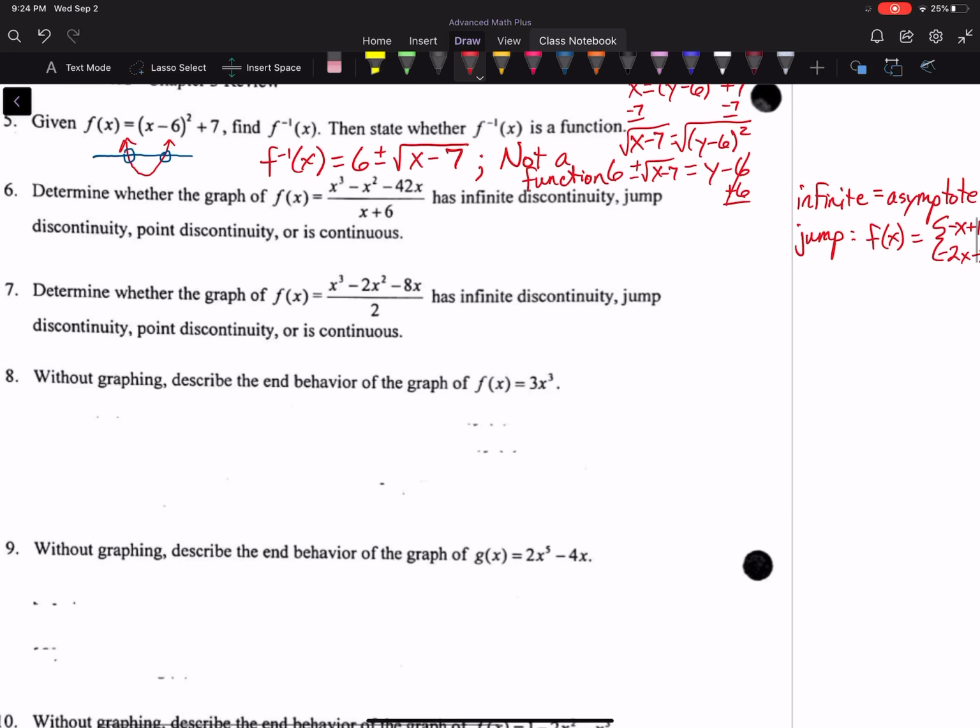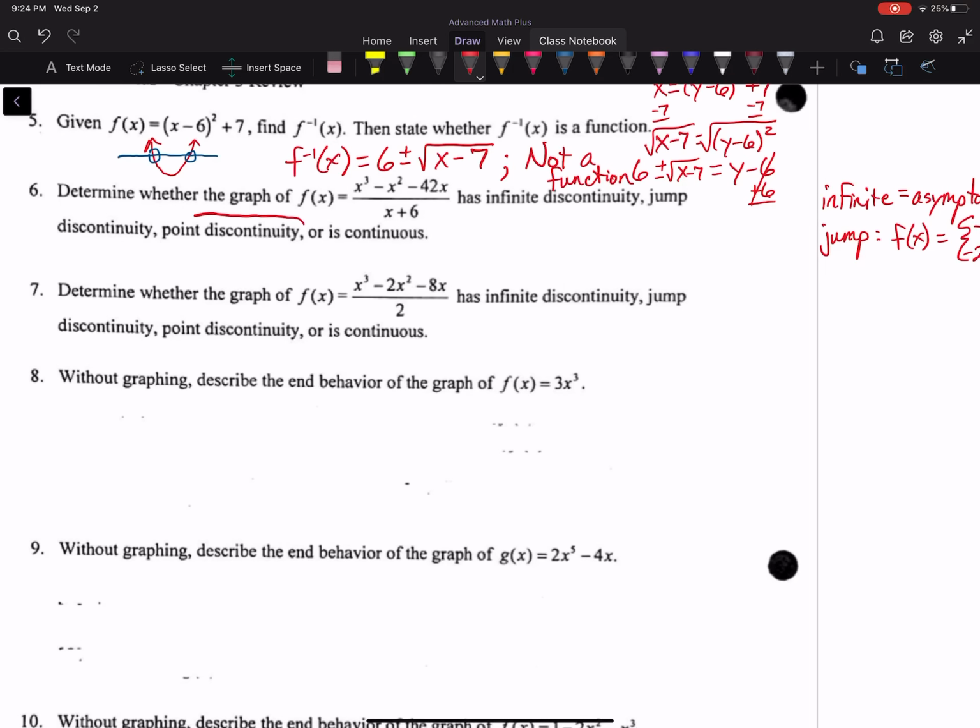And this number 6 is actually point discontinuity, and I will show you why. On the top, a little factoring needs to be done. I can factor out an x on the top. So that'll be x, and then it leaves me with x squared minus x minus 42, over x plus 6. Right now I can tell it has a variable on the bottom, so normally we would say it's got a vertical asymptote at x equals negative 6.